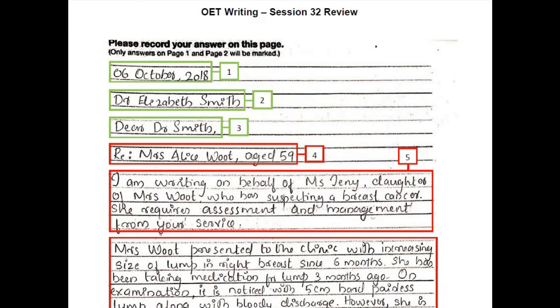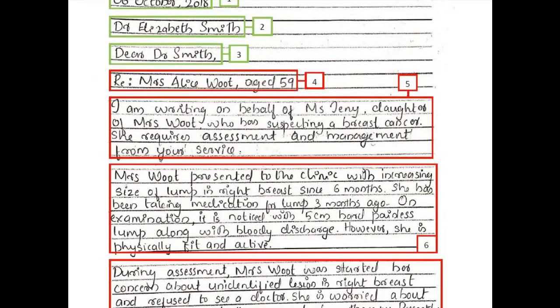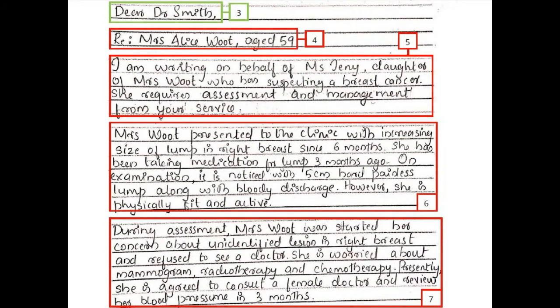Even though the first sentence written by the candidate is true, this piece of information can be explained in the following paragraph. Taking these points, we can rewrite the introduction in a much more impressive manner like, I am writing to request assessment and management for Mrs. Wood, who has an unidentified lesion in her right breast.